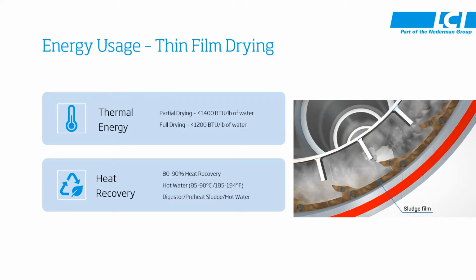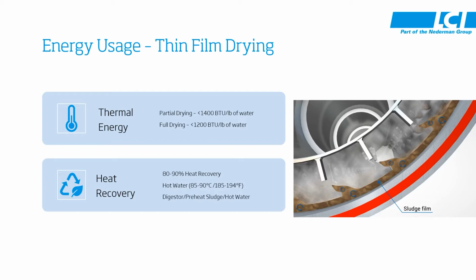So let's talk first about basic energy usage with the thin film dryer. Over to the right, you can see the diagram of the thin film dryer with the rotor blade combination in the center. The rotor blade combination is painting the sludge, highlighted by the blue dot, into a thin film on the inner heating jacket of the thin film dryer. Inside the heating jacket is the heating medium that is transferring its heat into the sludge to evaporate the water.